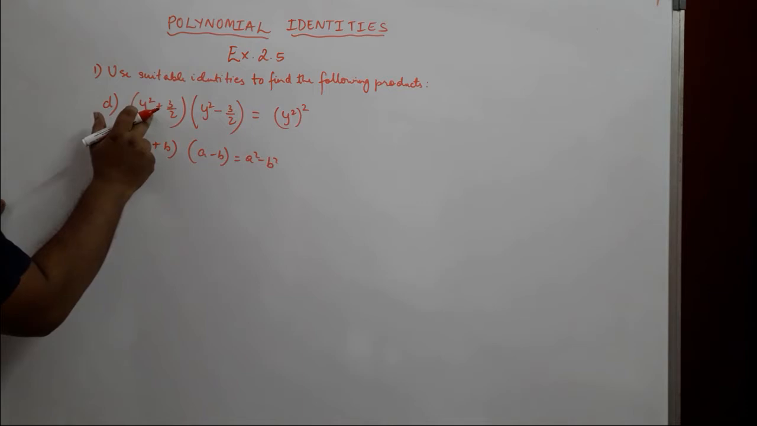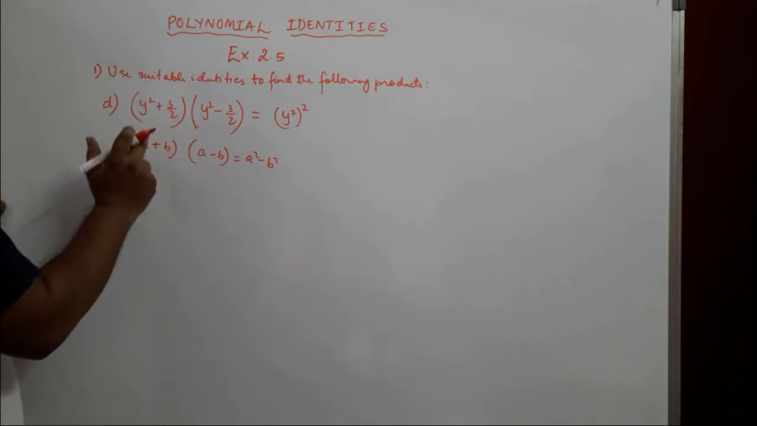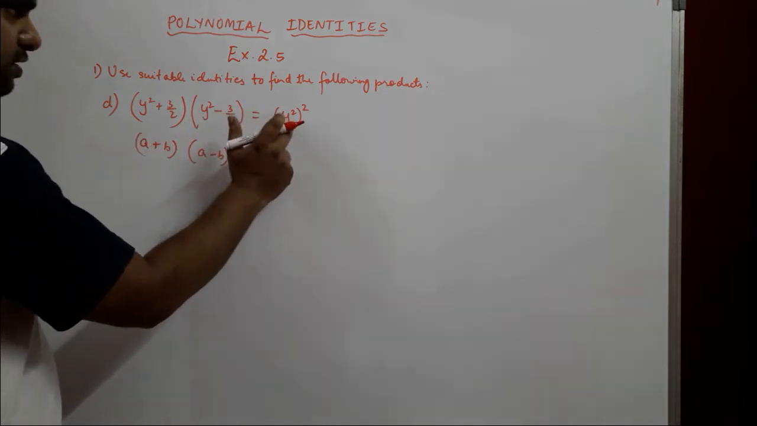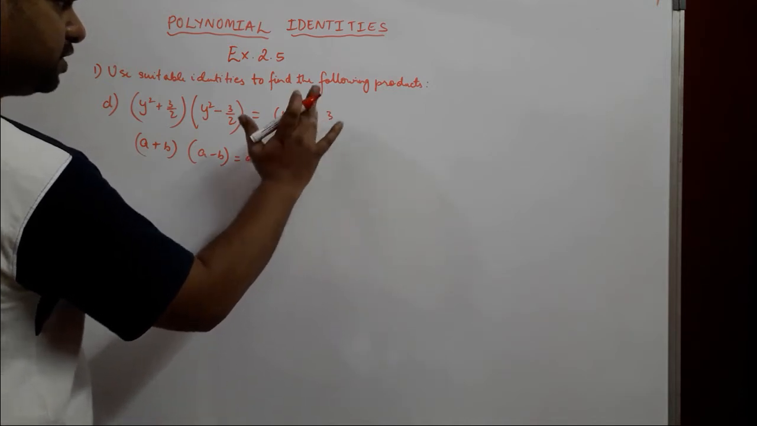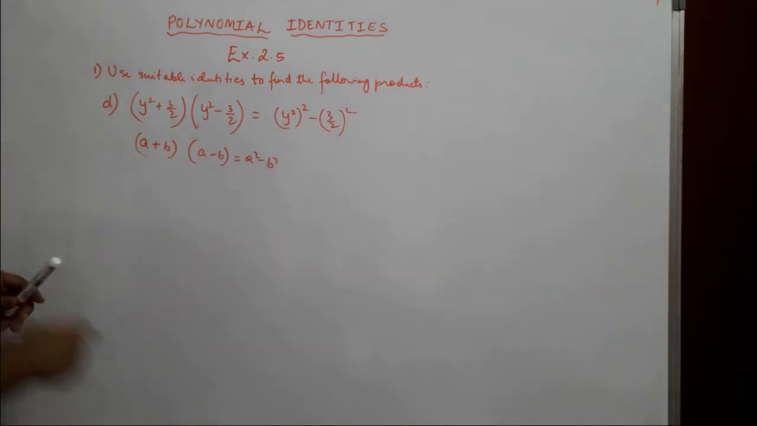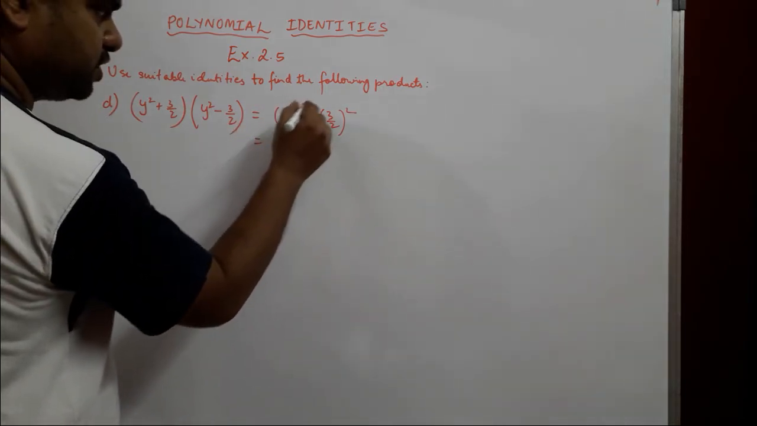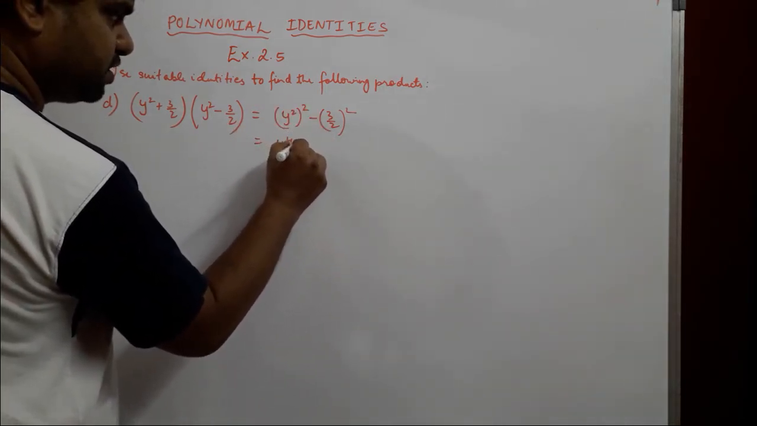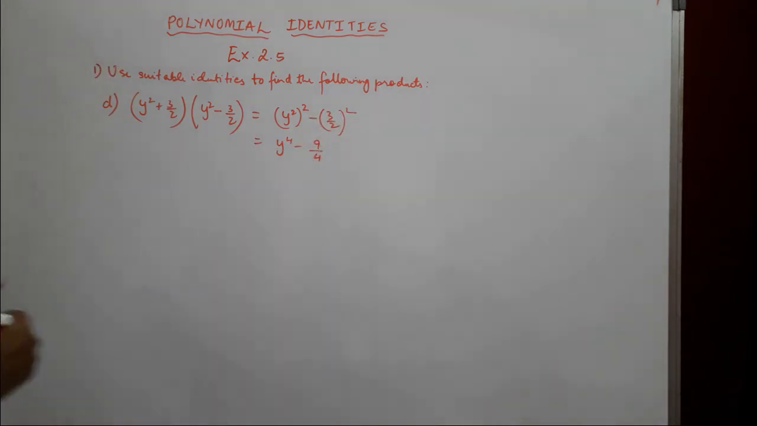Remember, y square is equal to a, so y is not equal to a. That means if you are going to put a square, it is y square raised to square minus 3 upon 2 whole square. Now we need to expand this bracket. So open up these brackets. We will get y square whole square gives us y raised to 4, minus 3 square is 9, 2 square is 4, and that is our answer. That is y raised to 4 minus 9 upon 4.